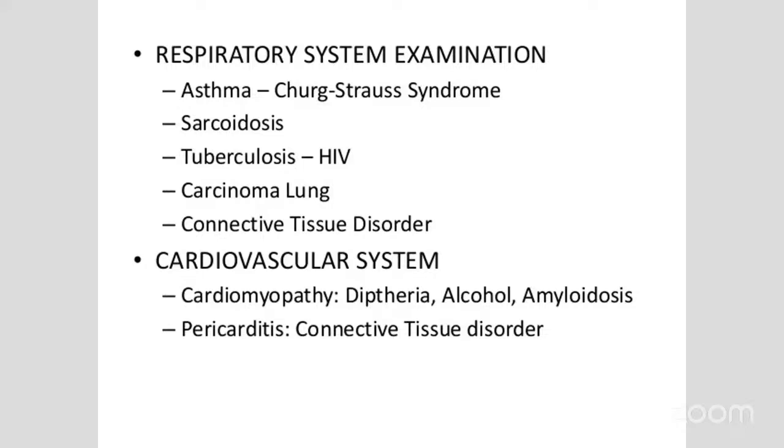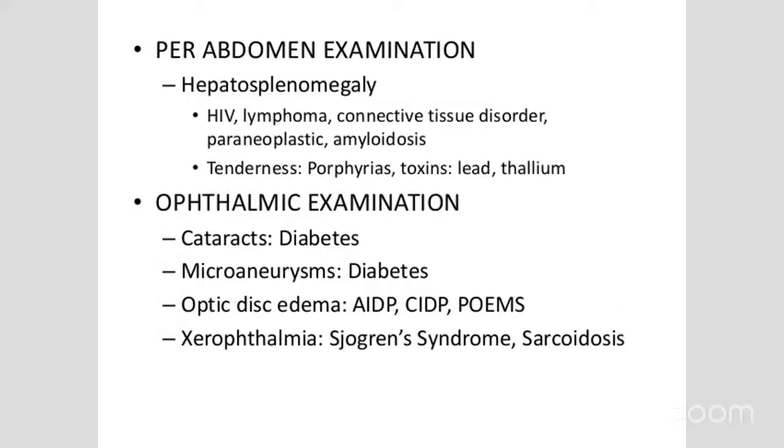Diphtheria, alcohol, and amyloidosis may have cardiomyopathy, and connective tissue disorders, especially SLE, can also present with pericarditis. Hepatosplenomegaly can be present in HIV, lymphoma, connective tissue disorders, paraneoplastic neuropathies, and amyloidosis. Tenderness may be present in porphyria, neuropathies due to porphyria, and toxins such as lead and thallium.